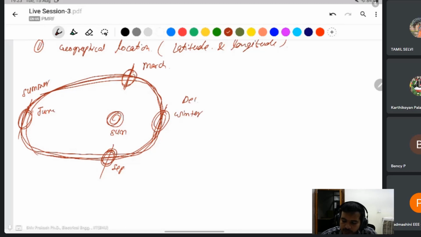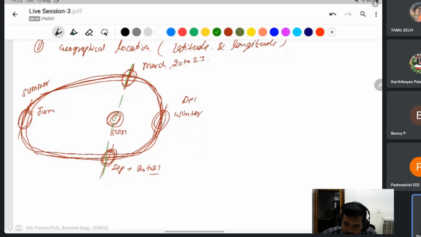Maximum is the 21st, 20, 22, 23 like that. March also, 22, 23 March. September also 22, 23. Like 21, most of the things will come in one way, so it is known as the equinox way, like the equatorial plane.